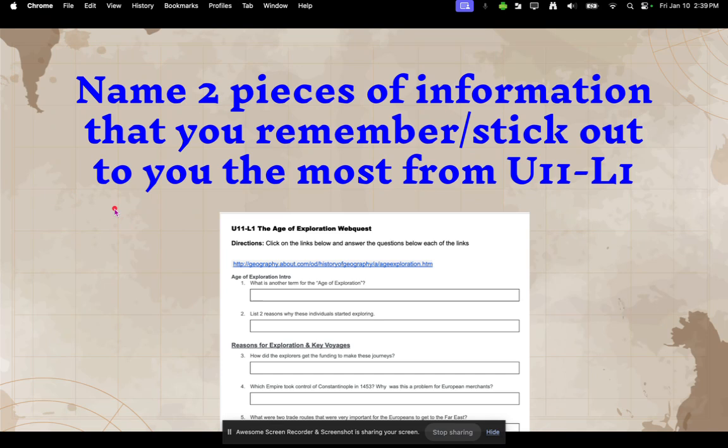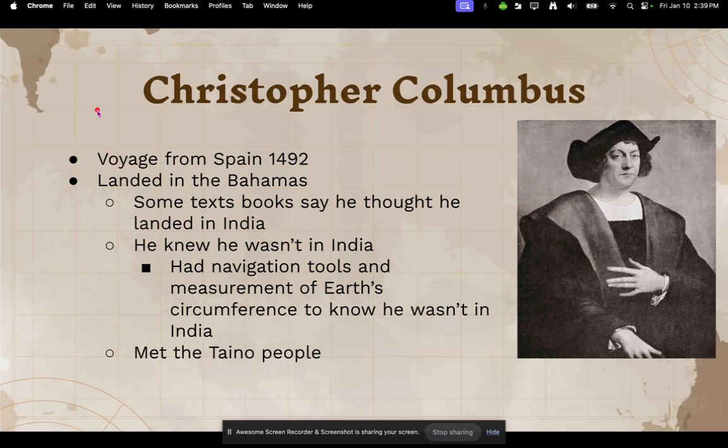So, first question for you: name 2 pieces of information that you remember or that stick out to you most from U11-L1. There was a lot, I know.